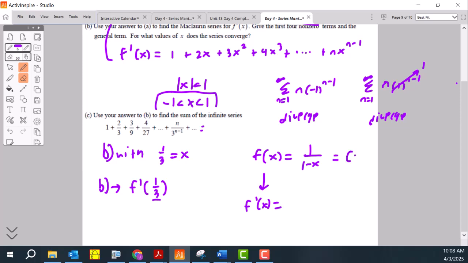So let's take the derivative. This was 1 minus x to the negative 1. So that's going to be negative 1 over 1 minus x squared, times the derivative of the inside, which is negative 1. So that gives us 1 over 1 minus x squared. So now if we want f prime of 1/3, it's 1 over 1 minus 1/3 squared. 1 minus 1/3 is 2/3. 2/3 squared is 4/9. So 1 over 4/9 is 9/4. So this series converges to 9/4.